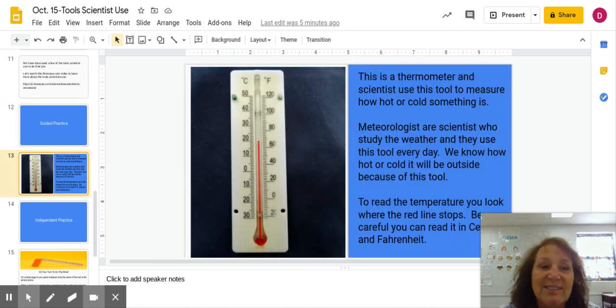And I want to talk to you about a special tool called a thermometer. Scientists use this tool to measure how hot or cold something is. Meteorologists are scientists who study the weather, and they use this tool every day. We know how hot or cold it will be outside because of this tool. To read the temperature, you look where the red line stops. Be careful though. There's a measurement on the left that's in Celsius, and the measurement on the right is in Fahrenheit.